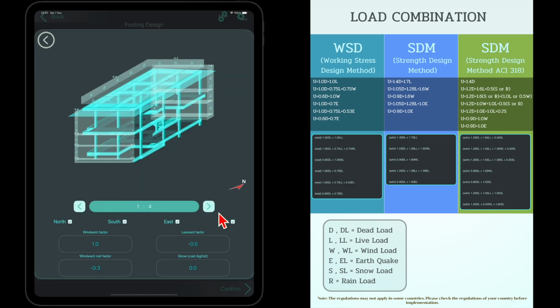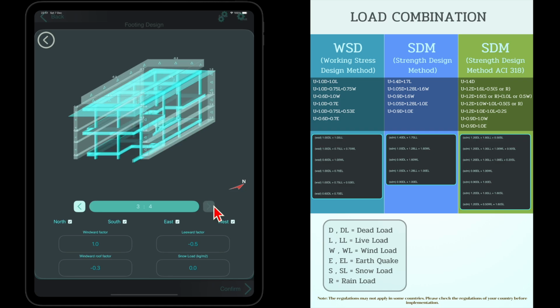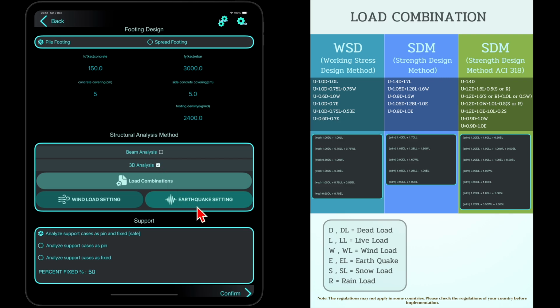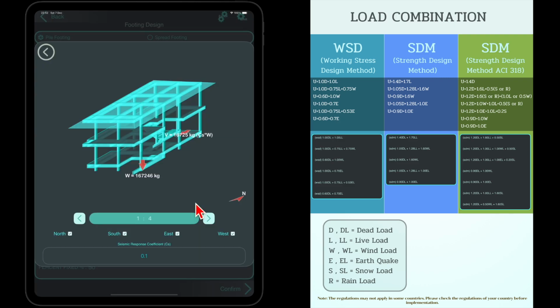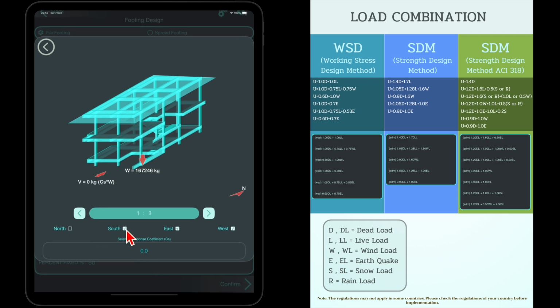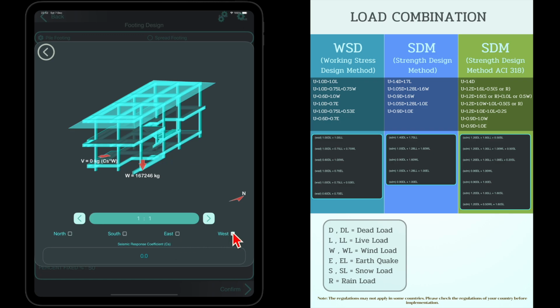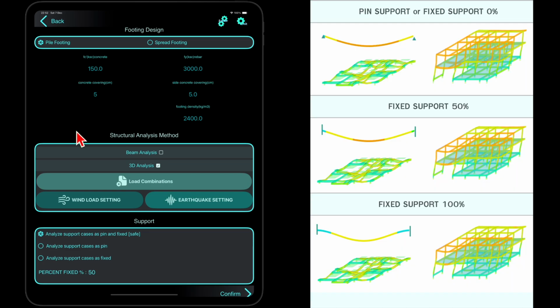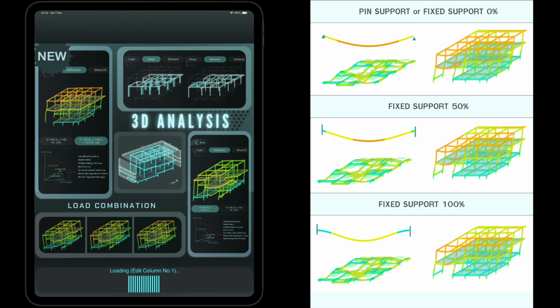Select the wind direction. If no data is available, analyze the wind load in all directions. For seismic settings, if the structure is located in a non-seismic zone, input a seismic response coefficient of 0 or do not select any seismic direction. For support settings, it is recommended to use the same settings as in beam analysis, with pinned and 50% fixed supports. Confirm your selections.